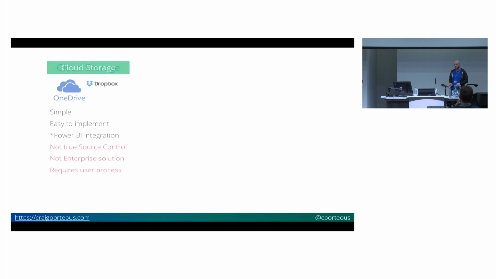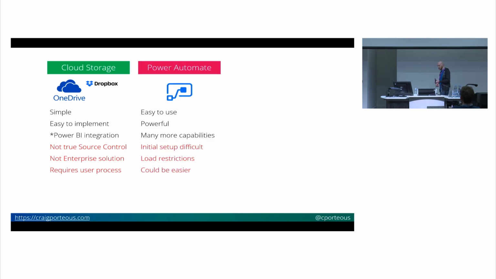I'm kind of running over, but there's another thing I want to show you. But in summary, the three main options we covered: you've got cloud storage. It's simple, it's easy to implement, but there are drawbacks. It's not really source control. It's not really an enterprise solution. It's probably your bare minimum. Forget about specific to Power BI, this is something you should be doing for all your files anyway.